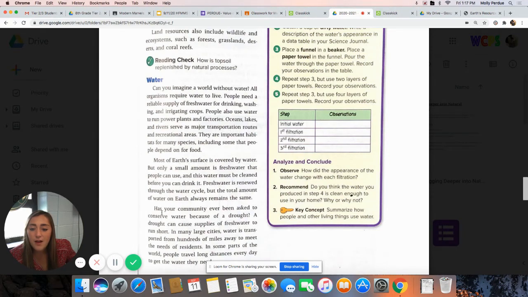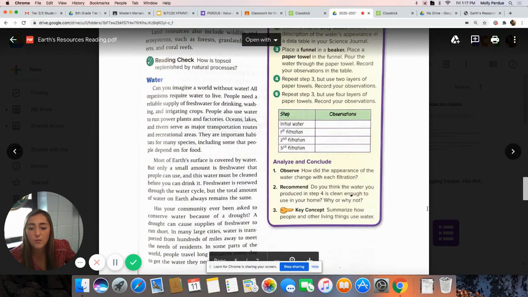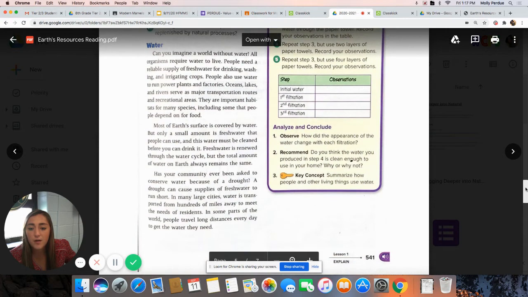Has your community ever been asked to conserve water because of a drought? A drought can cause supplies of fresh water to run short. In many large cities, water is transported from hundreds of miles away to meet the needs of residents. In some parts of the world, people travel long distances every day to get the water they need.